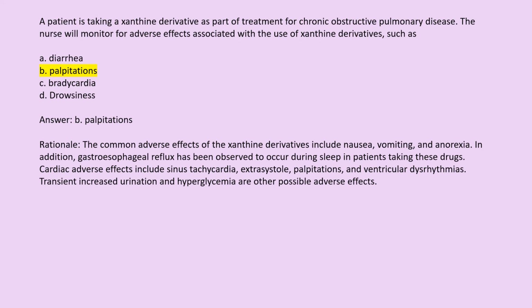Answer. B. Palpitations. Rationale. The common adverse effects of the xanthine derivatives include nausea, vomiting, and anorexia. In addition, gastroesophageal reflux has been observed to occur during sleep in patients taking these drugs. Cardiac adverse effects include sinus tachycardia, extrasystole, palpitations, and ventricular dysrhythmias. Transient increased urination and hyperglycemia are other possible adverse effects.